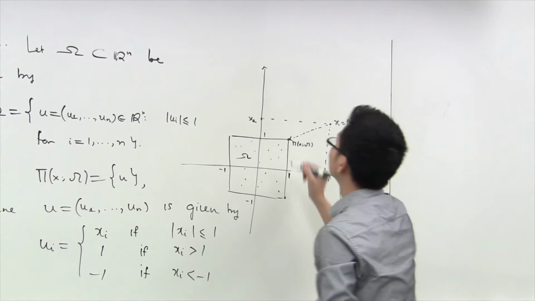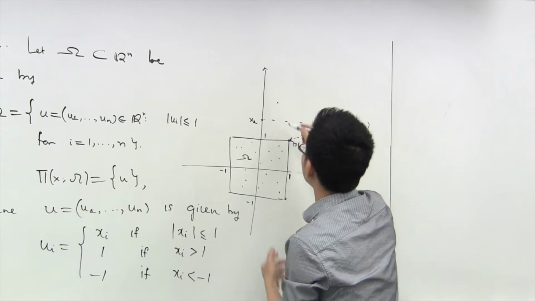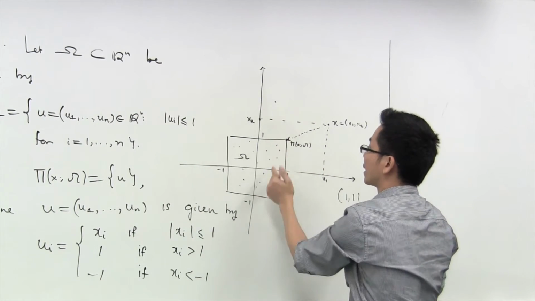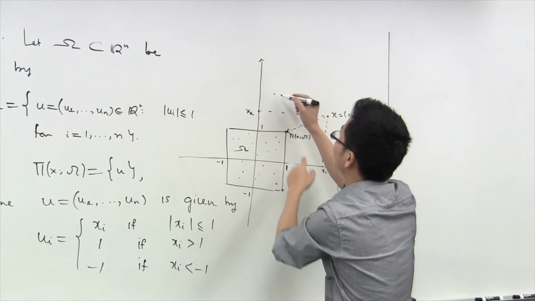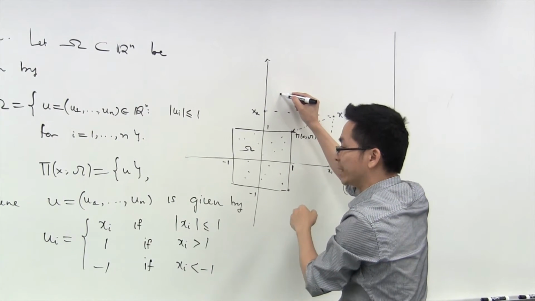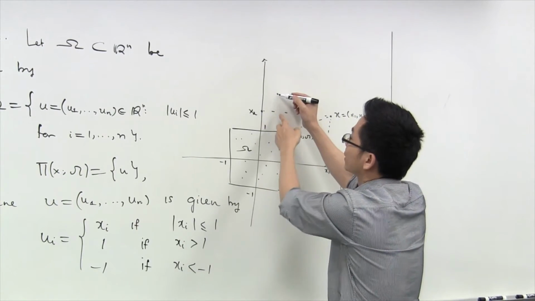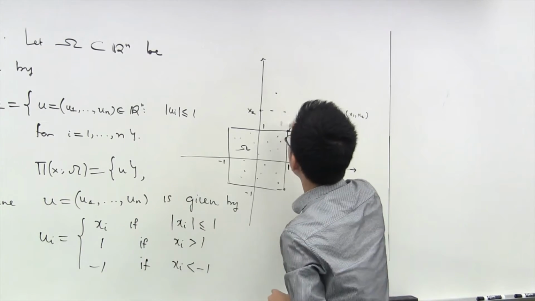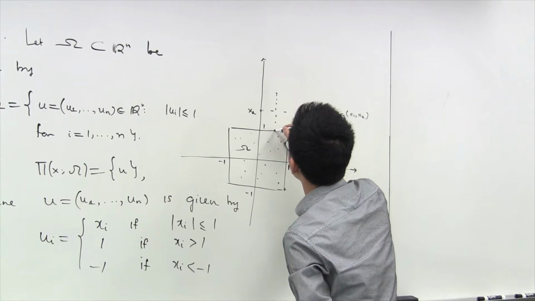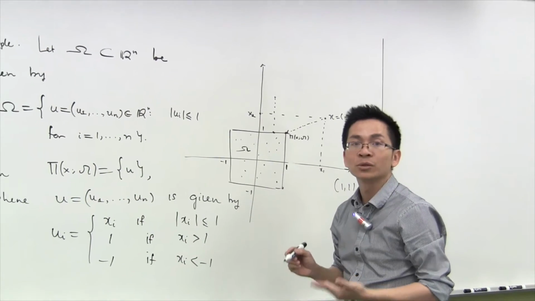Now if x is here, we can see that x_1 is in between minus 1 and 1, so the first component remains the same. However, x_2 is greater than 1, therefore u_2 is equal to 1. So we obtain this point, which is the Euclidean projection from x to omega.